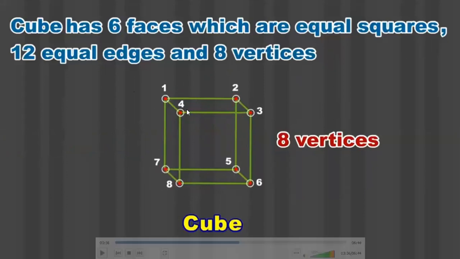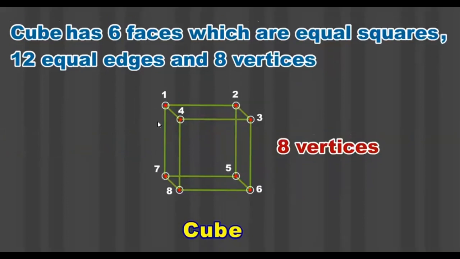When we talk about the vertices, the corners, you can see that the cube has 8 corners. Look, this is first, second, third, fourth on the top. Then on the bottom, fifth, sixth, seventh, and eighth. Right? So there are 8 vertices. Is that clear to you? How does it have 8 vertices?